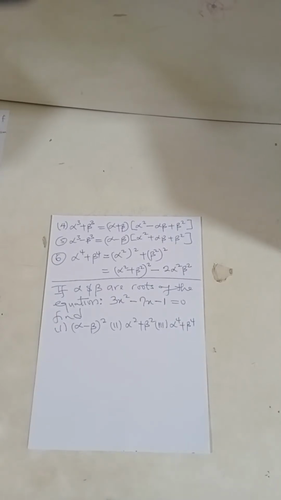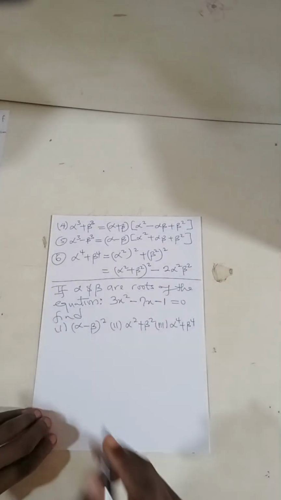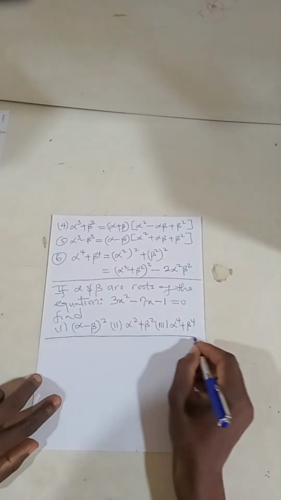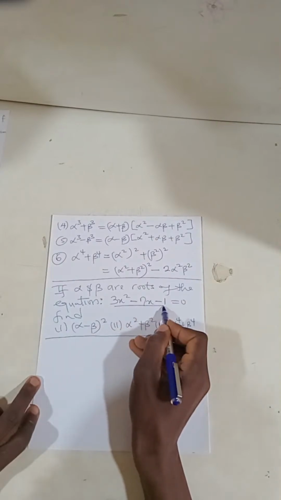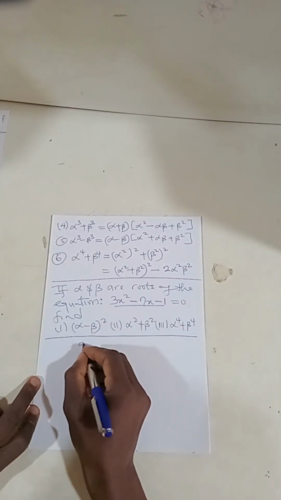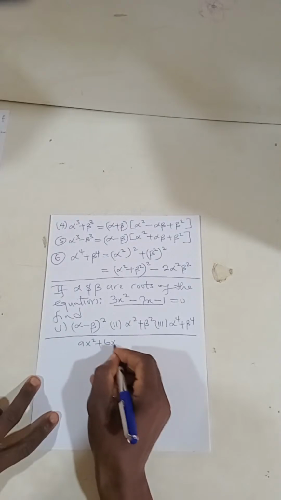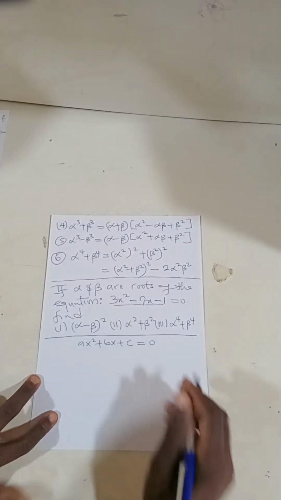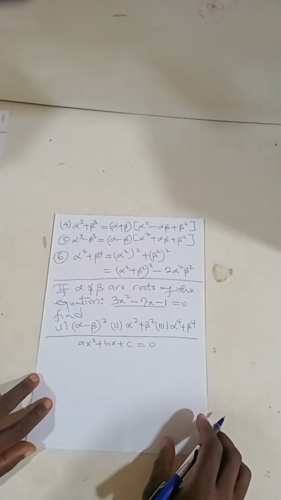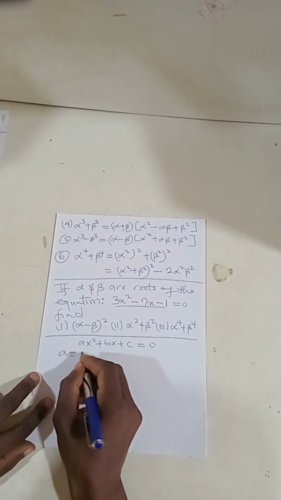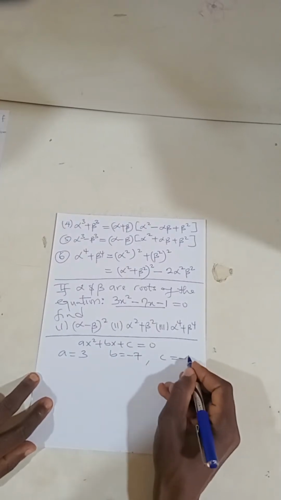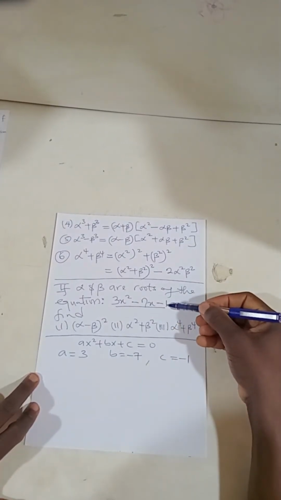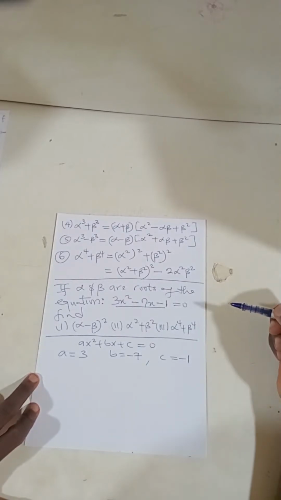Okay, so let's see the solution to this equation. The first thing we're going to do is to correspond this quadratic equation to the general format, ax squared plus bx plus c equal to 0. If you correspond that, it implies that your a is 3, your b is minus 7, your c is minus 1. We correspond the given equation to the standard quadratic equation.